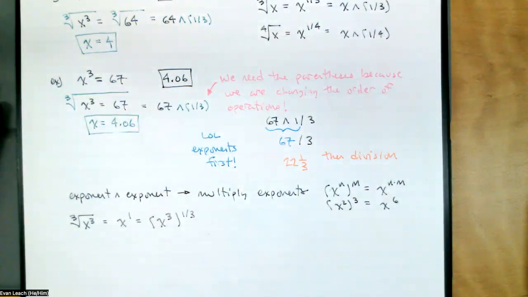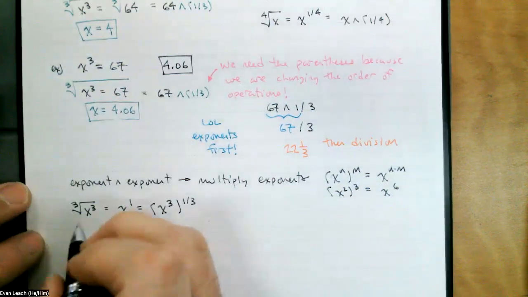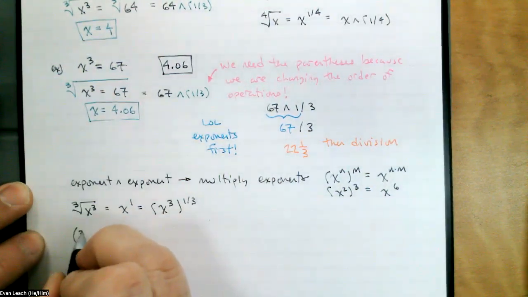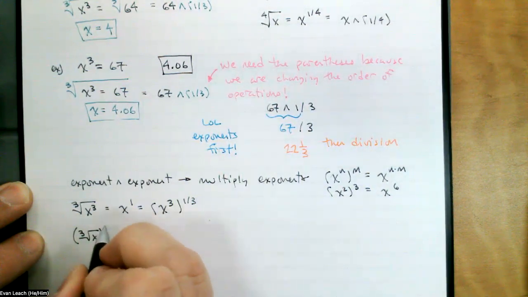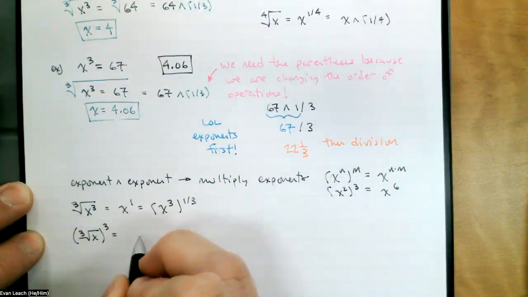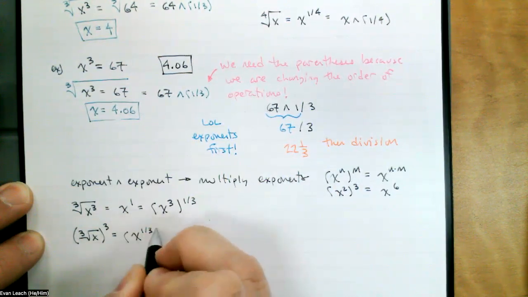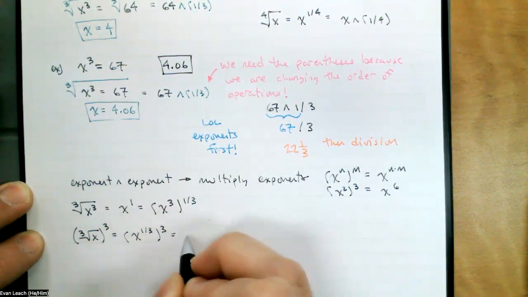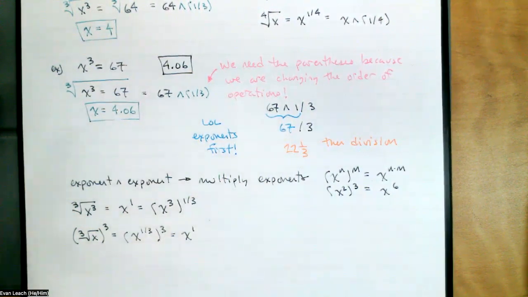Because multiplication is commutative, if I've got the cube root of x and then I cube it, that's x to the 1/3 to the third. We multiply the exponents and we get x to the 1.